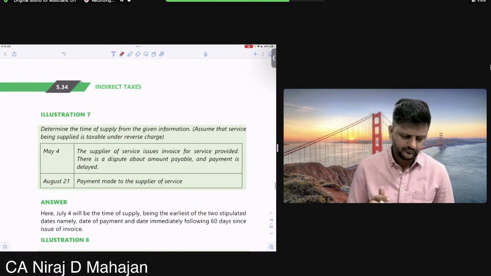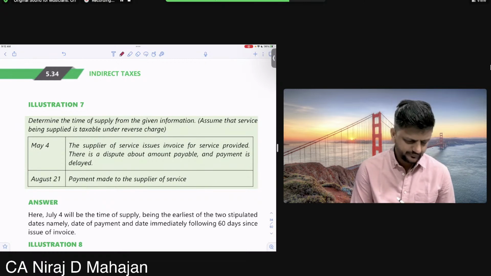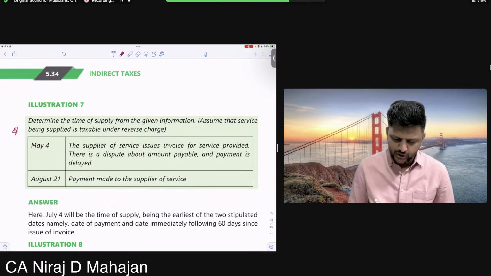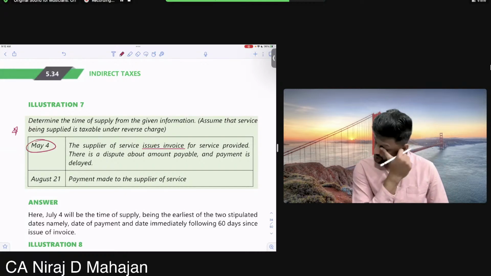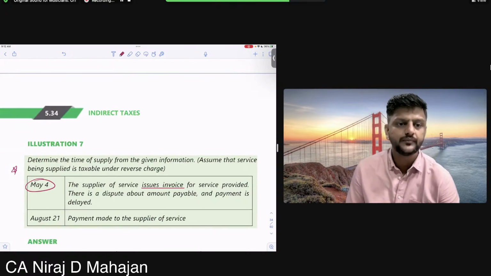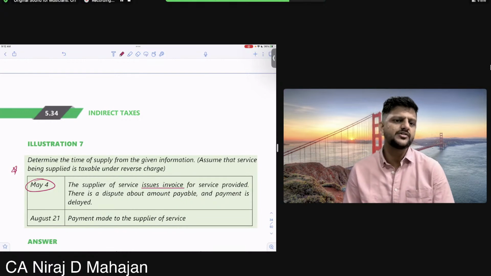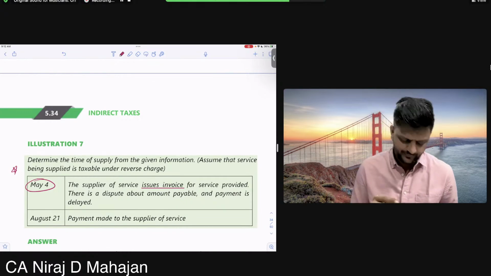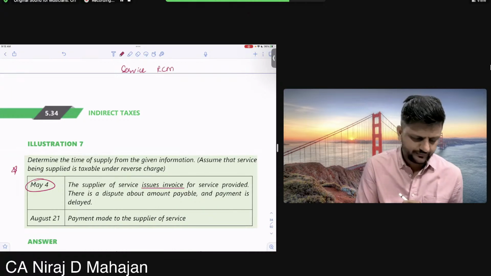Ready? Determine time of supply in the given information. Assume service is being supplied under reverse charge. Okay. The supplier of service issues an invoice. Don't look at the answer. For service provided, there is a dispute about the amount payable and the payment is delayed, and the payment is done on 21st August. Okay, it is RCM. I'm writing service RCM. Earlier of. Remember that?